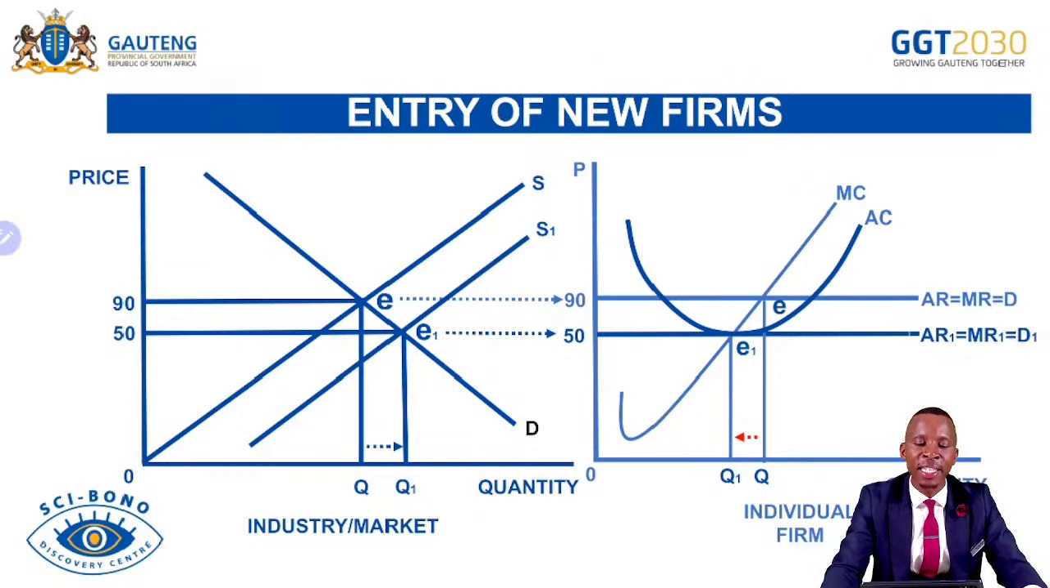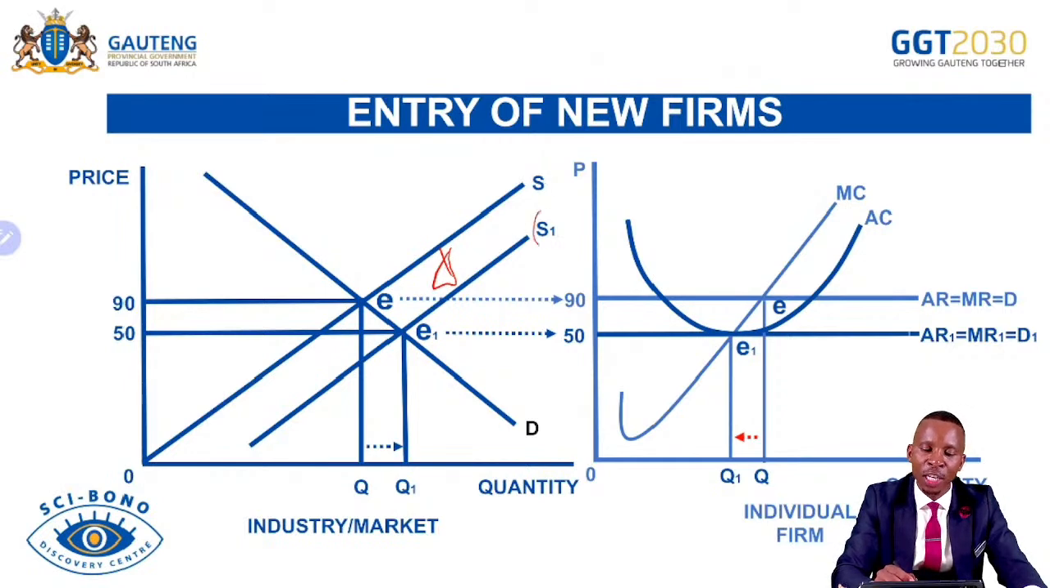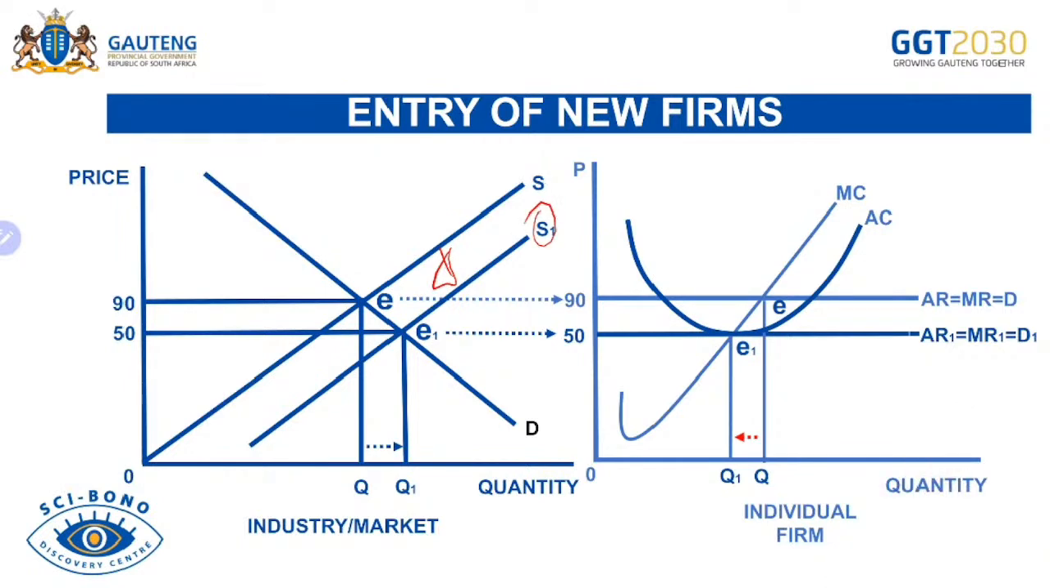If ever new firms are entering the market, what happens in the market? The market supply will be increasing from S to S1, and that will lead to existing firms producing less goods because of the increased competition within the market. Then you see the demand curve declining, going down to AR1, MR1, and D1. So if ever new firms are entering the market, that compromises existing firms because their profits will be lost.